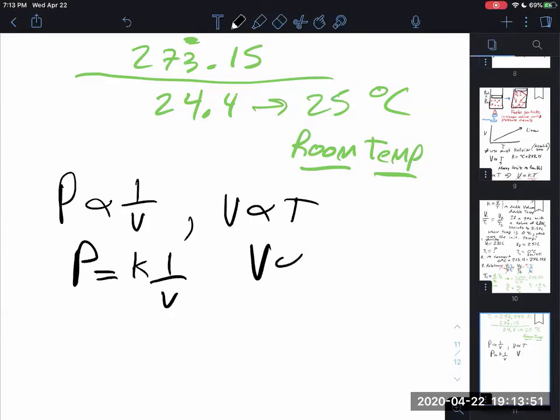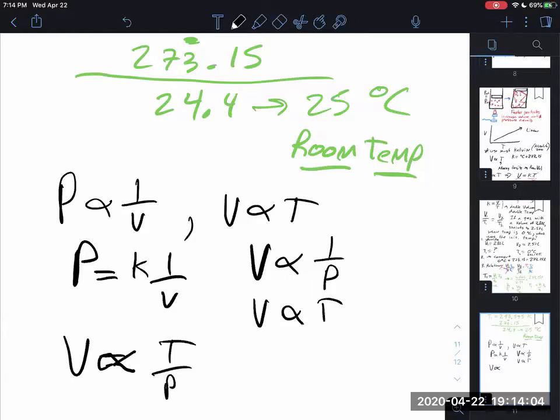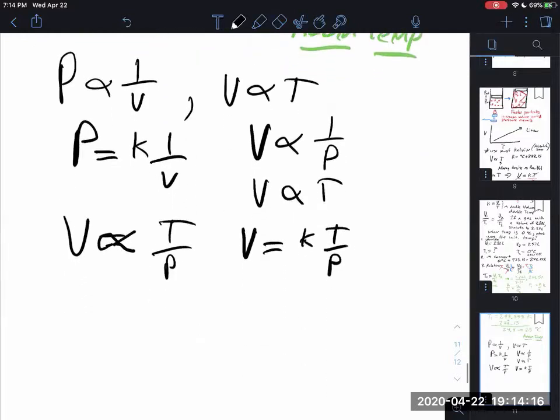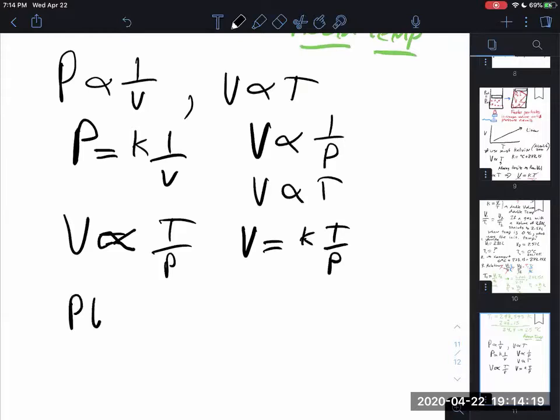Volume is proportional to 1 over pressure. Volume is directly proportional to temperature. There we go. So volume is proportional to temperature over pressure. And so we get this relation V is equal to a constant times T over P. And then this can be simplified to PV over T is equal to a constant.